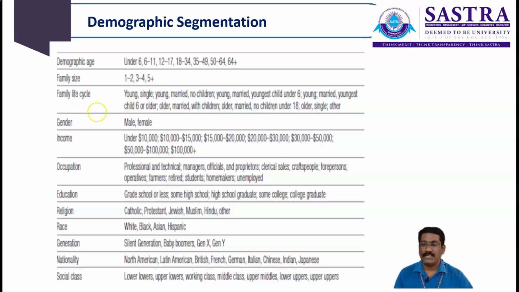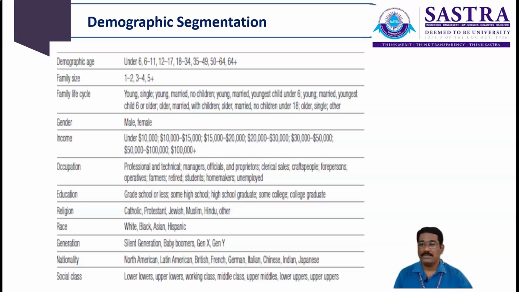And next one is gender, male and female. I can quote the example of Fair and Lovely. 10 years before, there was no option: if men wanted to become fairer, they only applied Fair and Lovely. But now, what happened? They segmented through gender, and now an exclusive product for men has come, called Fair and Handsome.